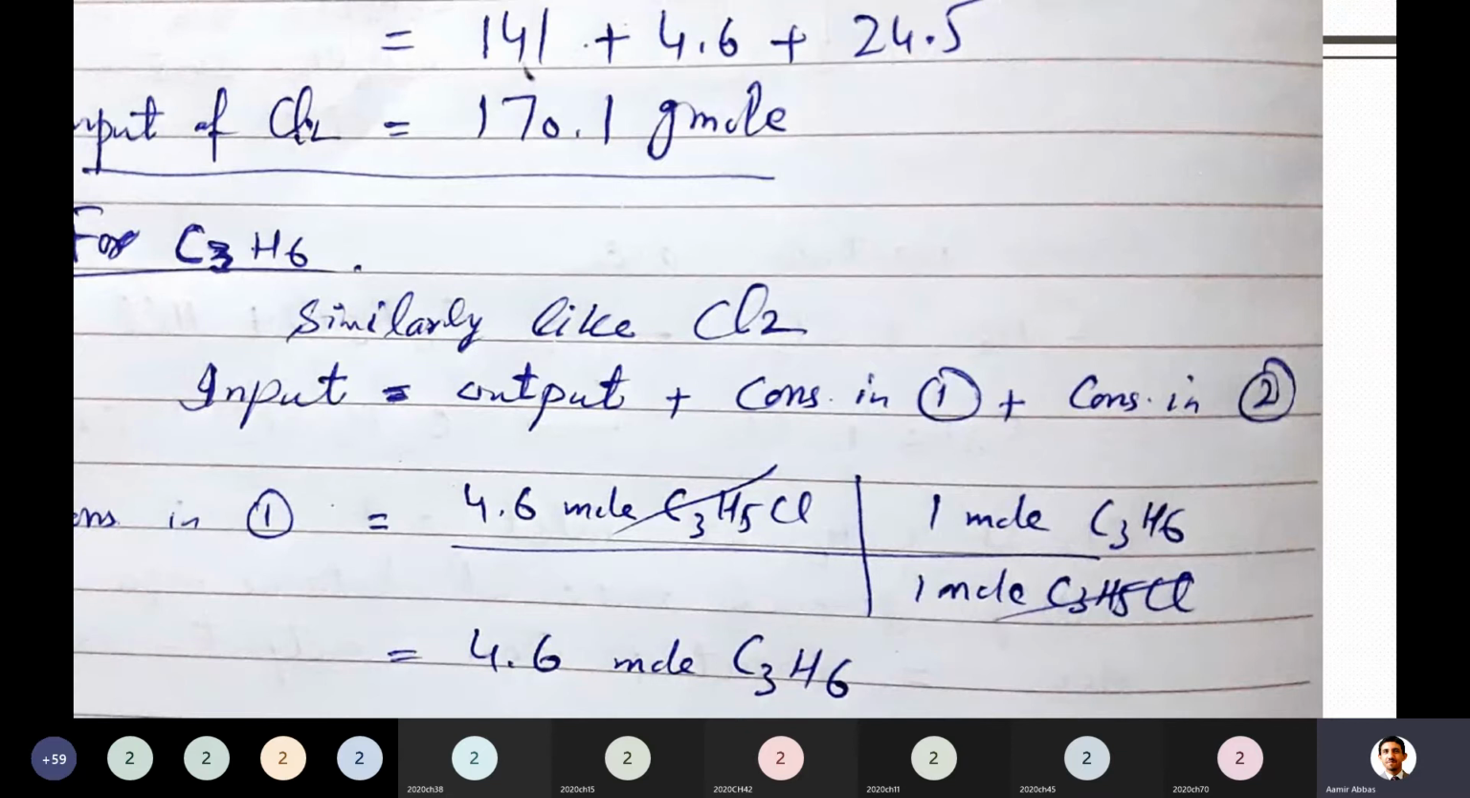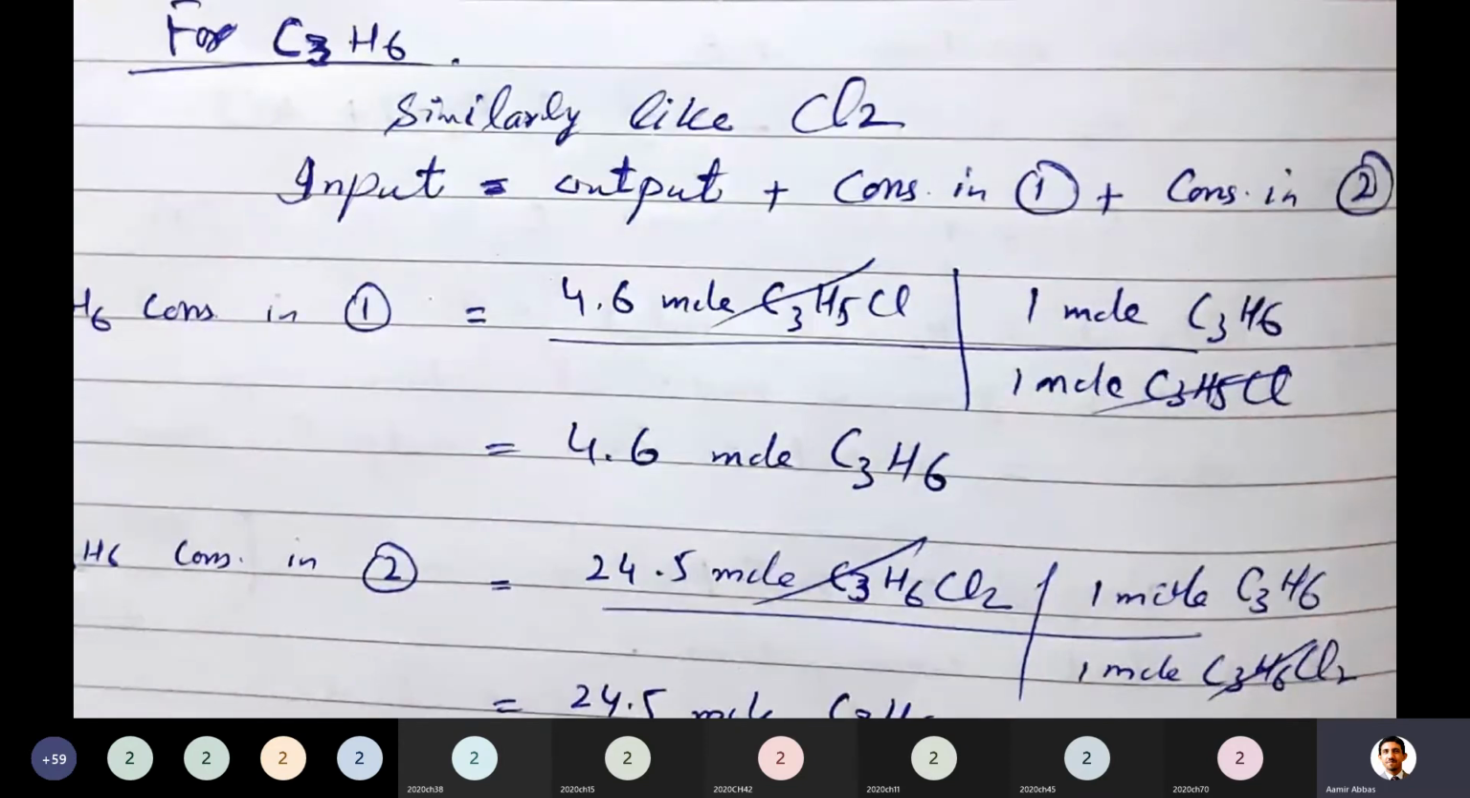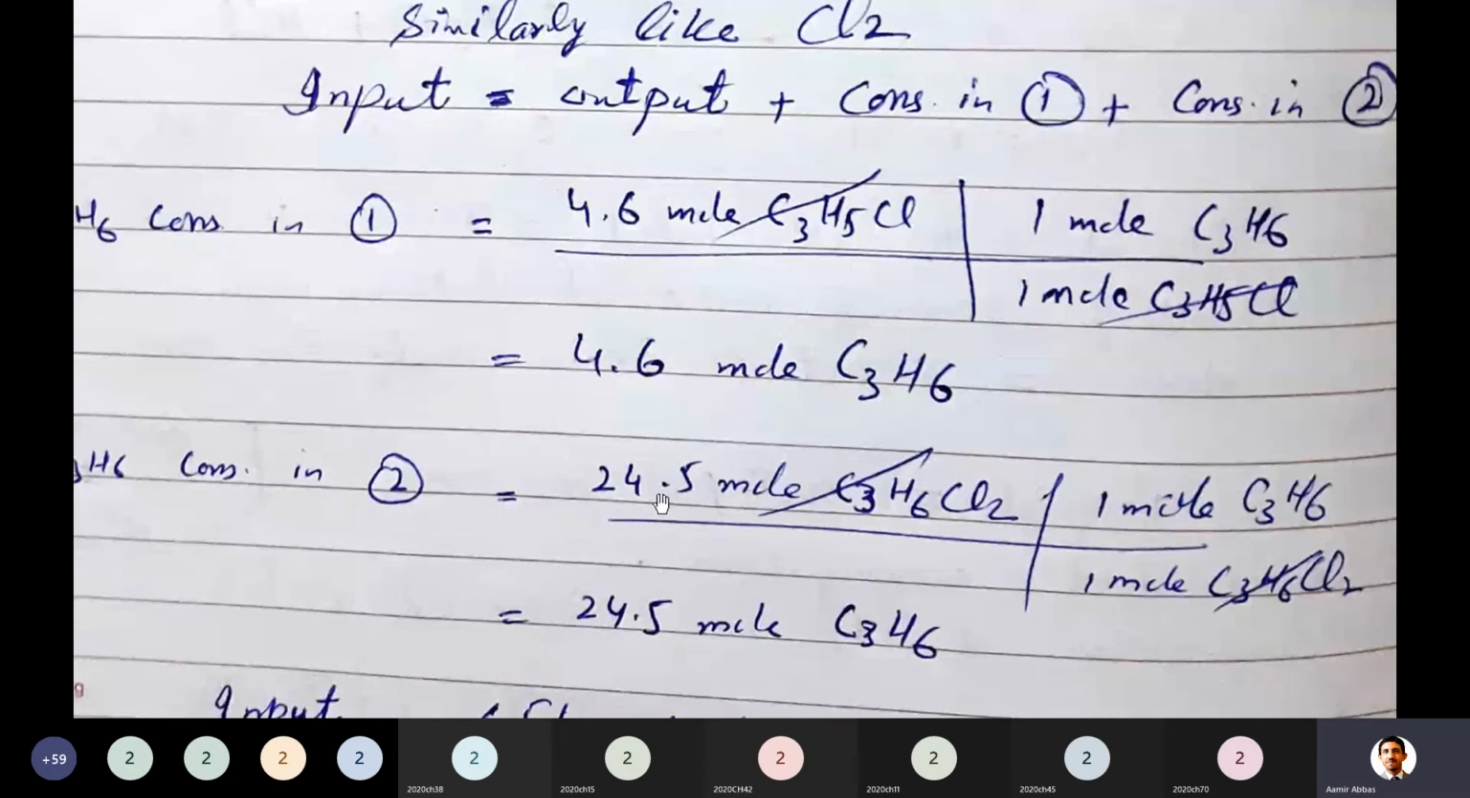So that will also give you the same answer at the end, 4.6 mole ही आएगा, चाहे HCl से करो, चाहे Cl2 से इसका आंसर निकालो, या C3H5Cl से करो. और इसी तरह दूसरे रिएक्शन में क्या है आपके पास, in the second reaction you have similarly that is the only one product which you have, so that is 24.5 moles and against 1 mole of C3H6Cl2, 1 mole of C3H6 is consumed.